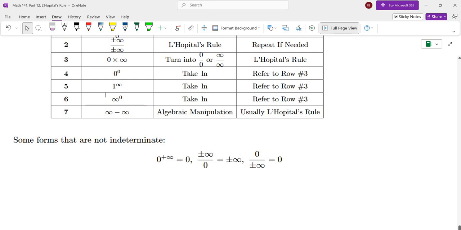Forms that are not indeterminate. So if you take 0 to the power of positive infinity, that's just 0, because 0 is basically like a very small number, because these are all limits. So if you take a very small number, raise it to a very large number, it would just become 0. It is not an indeterminate form. If you take infinity divided by 0, then you would get infinity, because dividing by 0 means you're increasing the number. If you take 0 over infinity, then you get 0, because dividing by infinity makes the number even smaller.